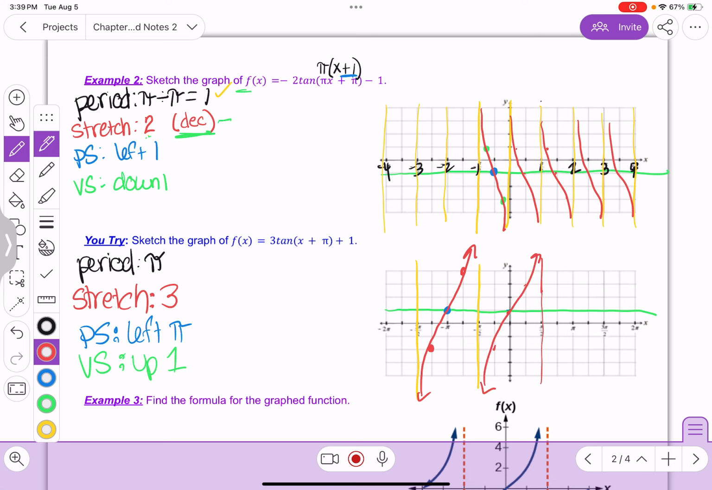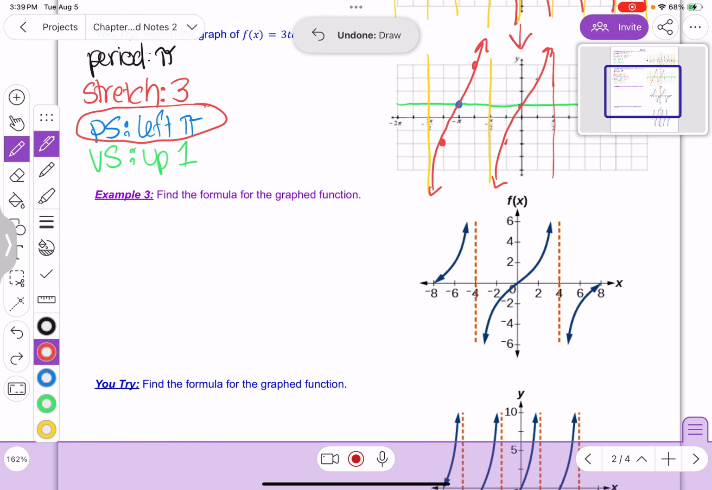So because the period is pi and I shifted left pi, you can't even tell if you drew a whole bunch that it was shifted. So if you were to do this on the calculator, or on the computer, you would end up with the same one. But like I said, I'm not asking you to graph them. It's more about finding these things.